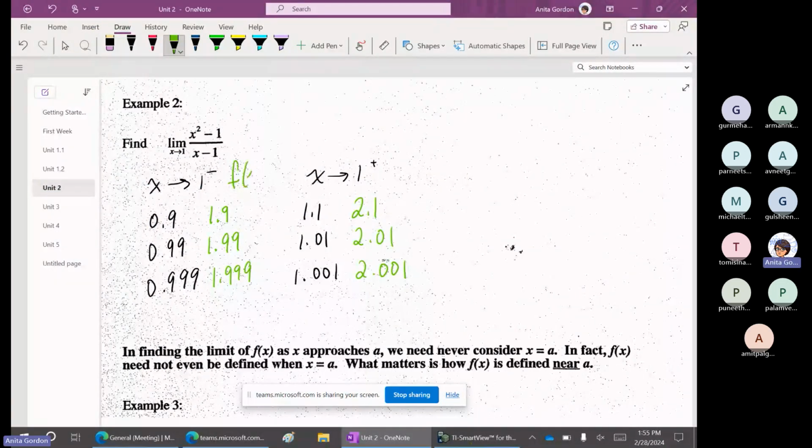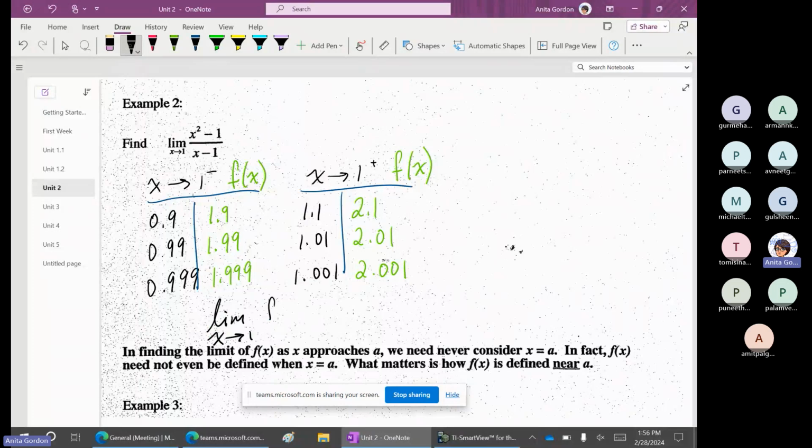Okay, so the green represents f of x, and the black represents my x values. This is a t-chart technically, right? So as x approaches 1, we can see there's an agreement from both sides. The function approaches 2, and therefore the limit exists.